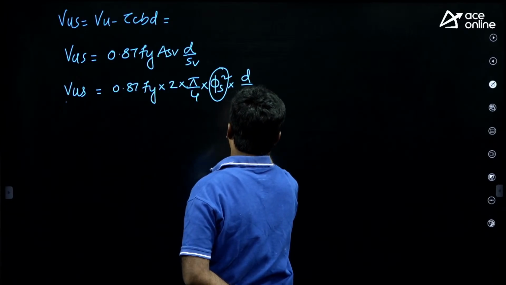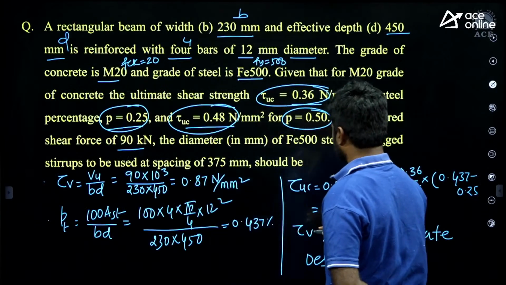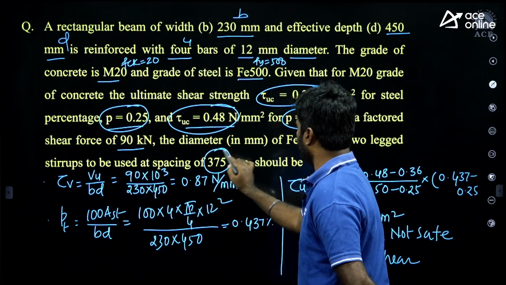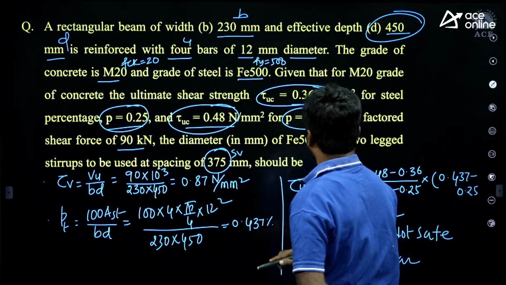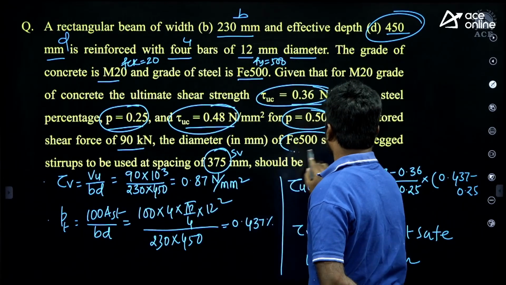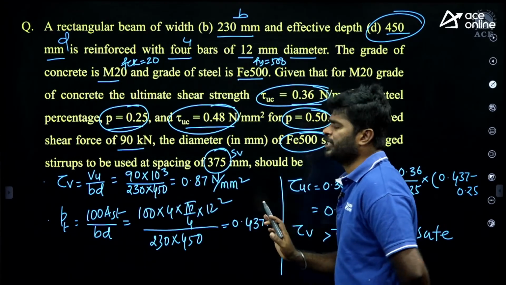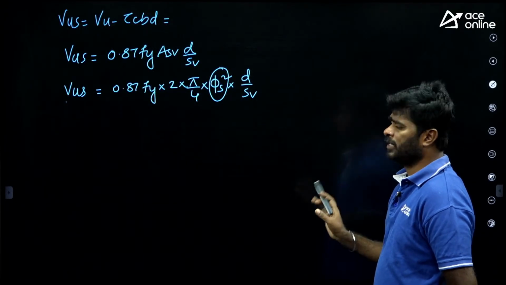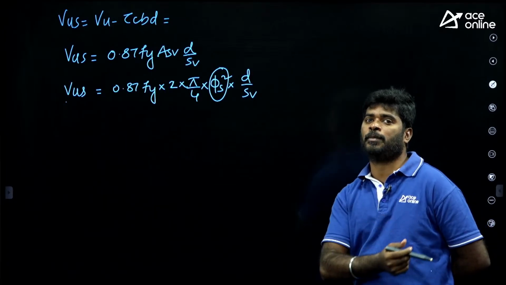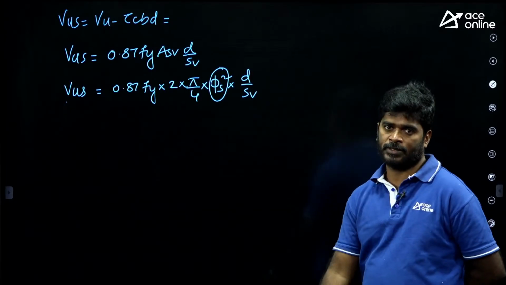D upon SV. See here, SV is given, 375. Effective depth given, my dear, 450, and Fy value is given, 500. Everything is known. You calculate VUS and substitute, you will get the diameter. The question is, what is the diameter required? You will get the diameter.